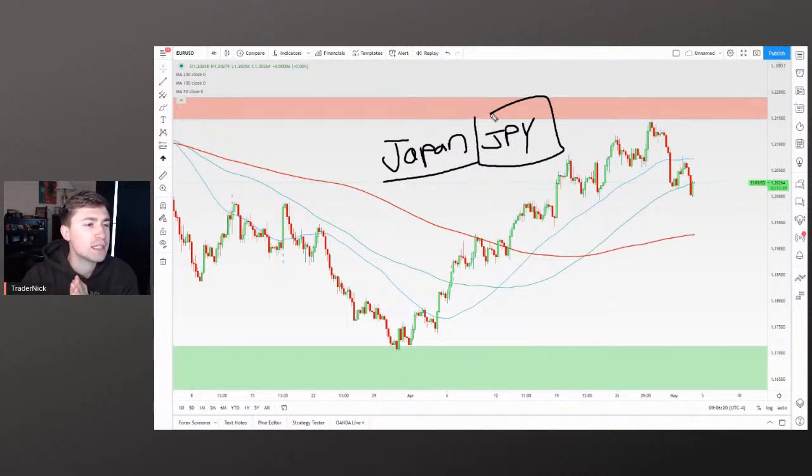So what we usually see is that in times of macro growth, world economy growth, we actually see the yen get sold off. People don't want to hold the yen. They want to go buy other things.